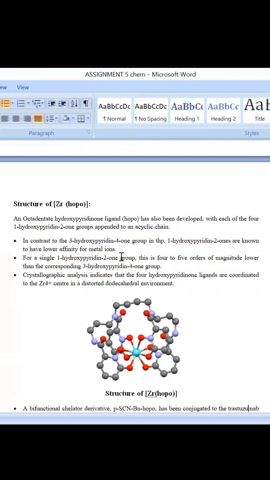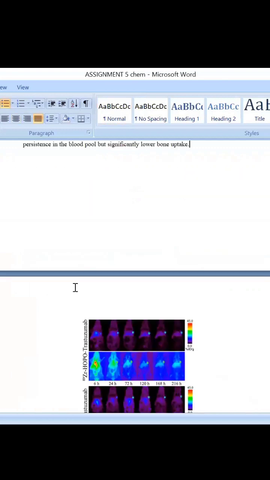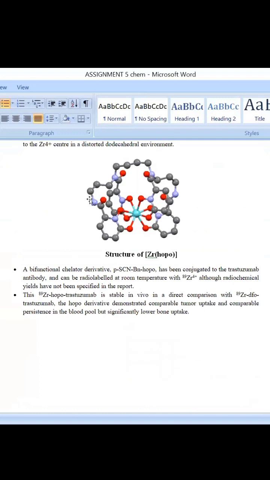For a single 1-hydroxypyridine-2-one group, this is 4 to 5 orders of magnitude lower than the corresponding 3-hydroxypyridine-4-one group. Crystallographic analysis indicates that the four hydroxypyridinone ligands are coordinated to the zirconium-4 positive center in a distorted dodecahedral environment. This is the structure of zirconium HOPO.